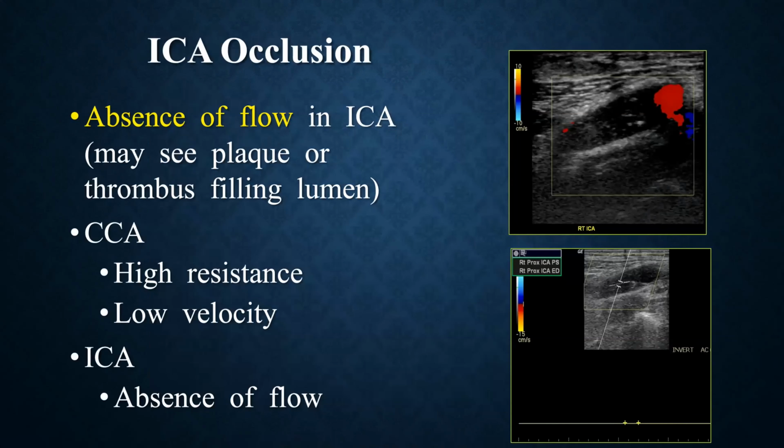ICA occlusion, obviously, will show no flow in the vessel, and you can see it's either filled with plaque or thrombus, and you'll get no flow on your duplex display. Typically, there'll be high resistance waveforms in the common carotid because all the blood flow is diverted into the external carotid artery. And your ability to be confident with ICA occlusion on duplex ultrasound depends on how well you see the vessel. When you see it as well as we see here and can sample through it, you can be pretty confident. But if you're not seeing it well, then you really need to go on to a correlative study.